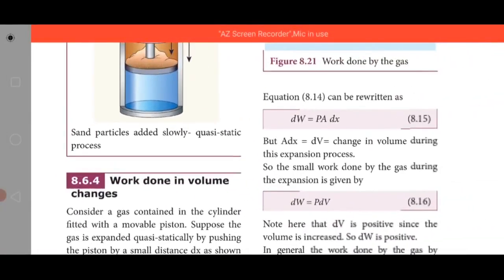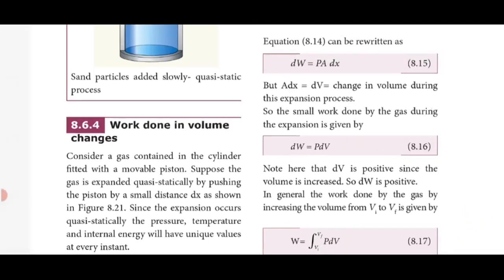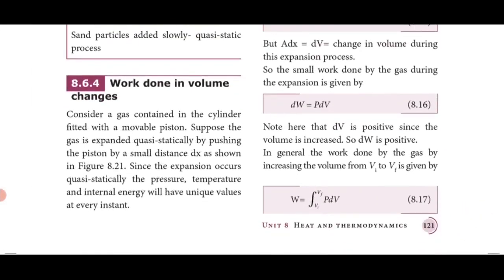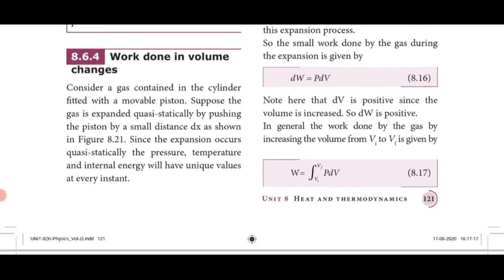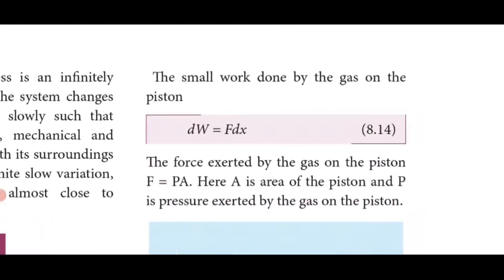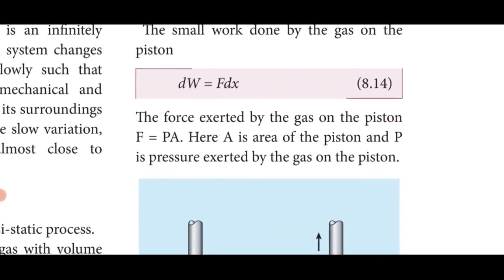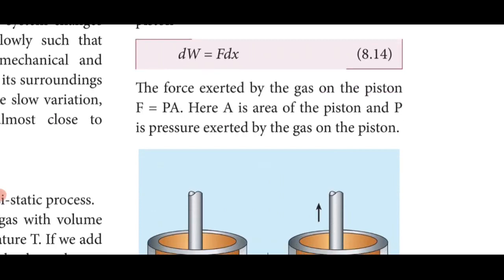And next we pass on to the work done in a volume change. Consider the gas contained in a cylinder fitted with a movable piston. Suppose the gas is expanded quasi-statically by pushing the piston by a small distance dx. Since the expansion occurs quasi-statically, the pressure, temperature and internal energy will have unique values at every instant. And the small work done by the gas on the piston, we know that work done is F into dx, the force exerted by the gas on the piston.